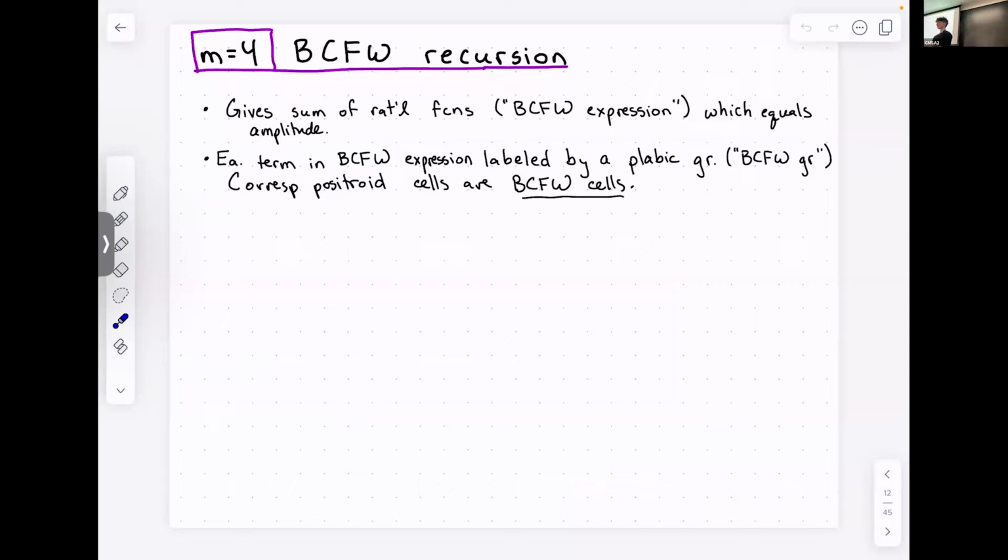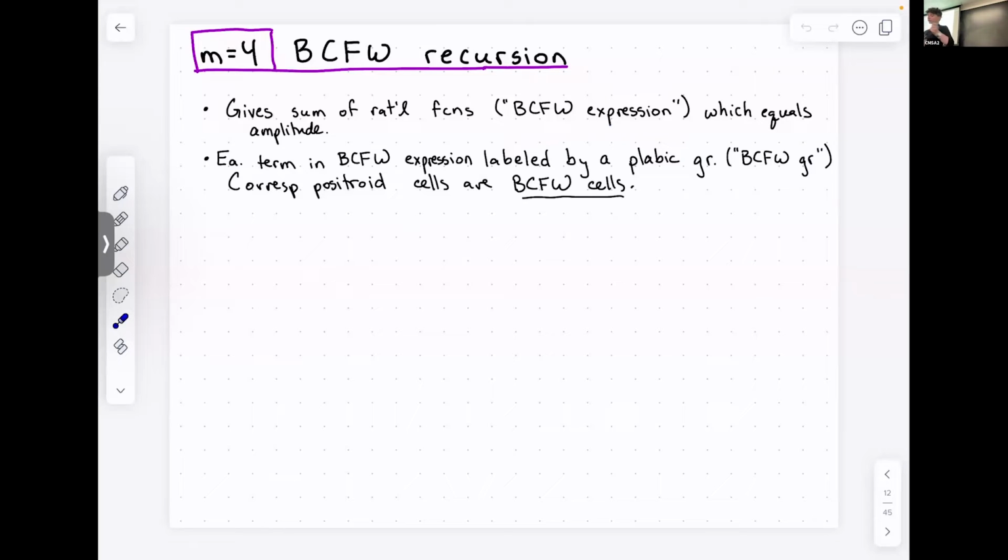So first, what is the BCFW recursion? I'm not a physicist, so I'm going to give you my mathematical version, which is primarily combinatorial. Well, if you run it all the way down, it will give you a sum of rational functions, which is equal to the scattering amplitude. I'll call such a sum of rational functions a BCFW expression, just an expression for the scattering amplitude coming from this recursion.